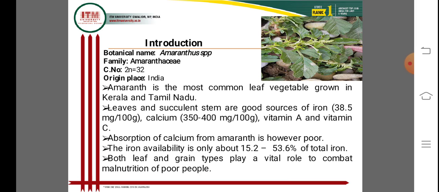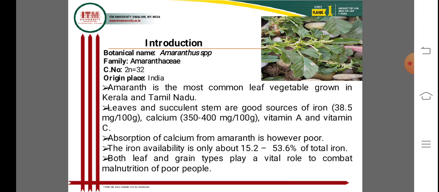The next point is that Amaranthus is the most common leaf vegetable grown in Kerala and Tamil Nadu, and Chhattisgarh and Madhya Pradesh are also producing states in India. So it is grown on a large scale as the common leaf vegetable in Kerala and Tamil Nadu.